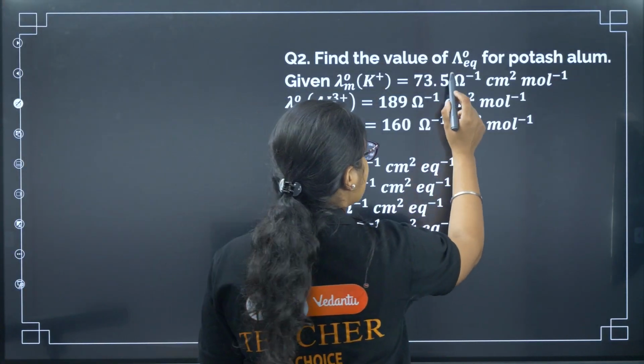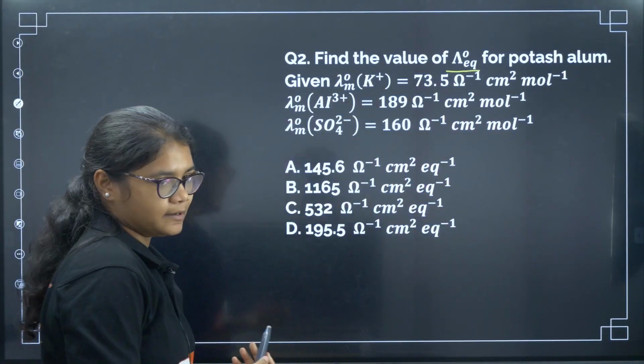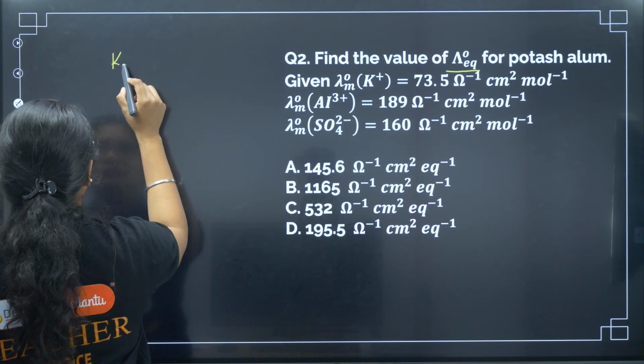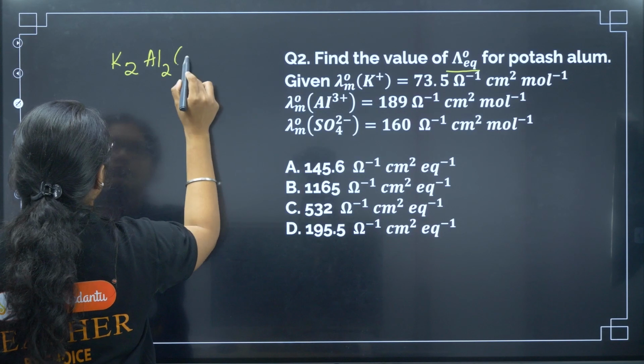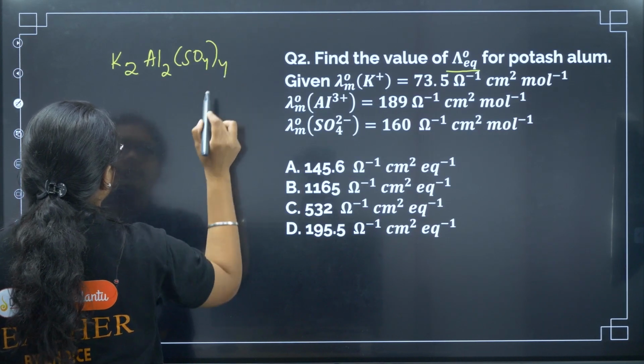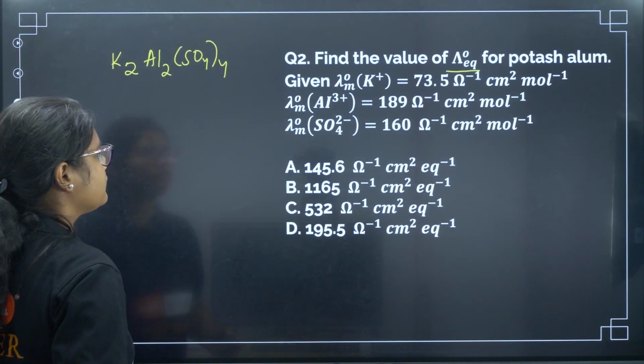Let us go to our second question. Find the value of equivalent conductance of potash alum. First you should know the formula of potash alum: K2Al2(SO4)4. So we just have to add for this one.